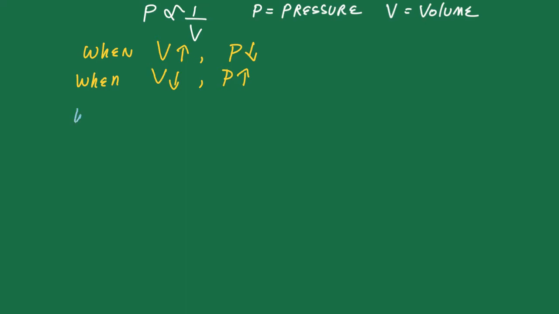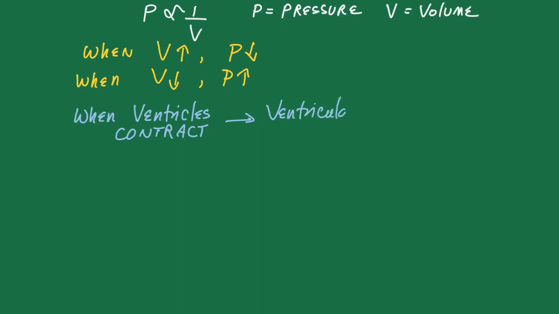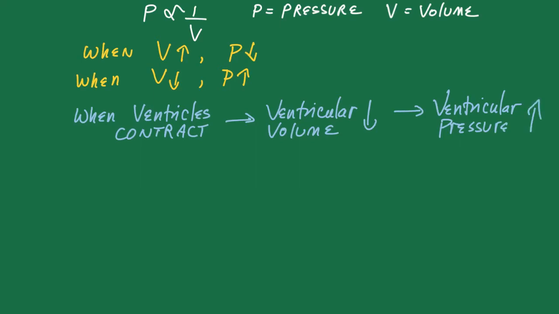Now let's apply this to what happens in the heart. When the ventricles contract, the space inside the ventricles decreases. So imagine that you're in a place where there is less space. If there is less space, you feel more pressure. I like to think about it this way. It helps me to understand this relationship. Less space, more pressure. More space, less pressure. So, when ventricles contract, ventricular volume goes down and ventricular pressure goes up.